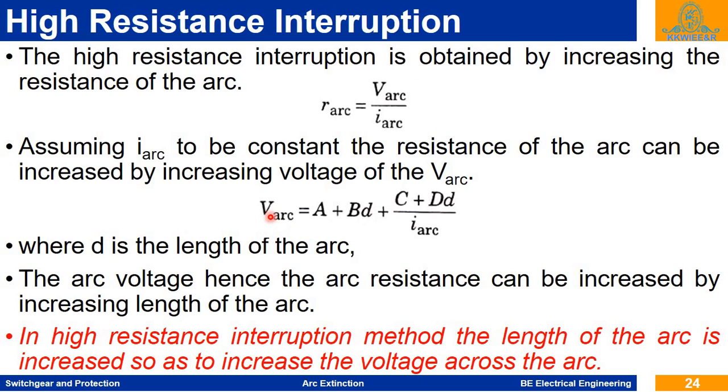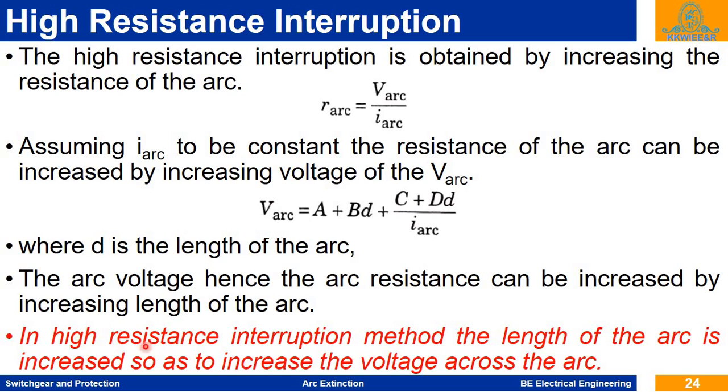The arc voltage V arc can be written as A plus B d plus C plus D upon I arc. In this equation, d is the length of the arc, and A, B, C, D are the constants of the arc chamber, based on the design of the contacts. The arc voltage, hence the arc resistance, can be increased by increasing the length of the arc. As d increases, the voltage increases, and the arc resistance also increases.